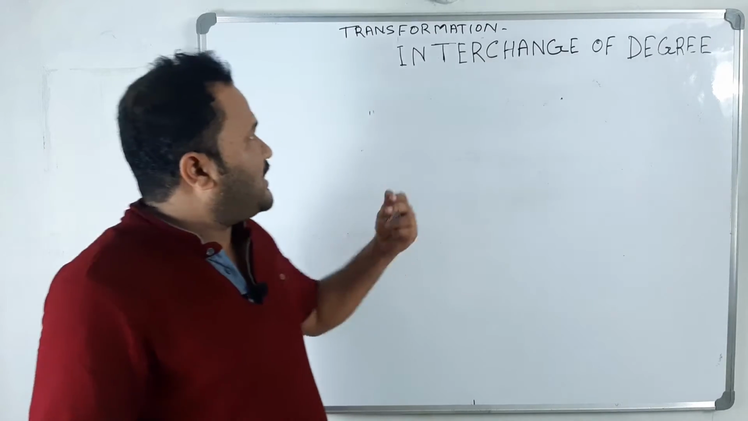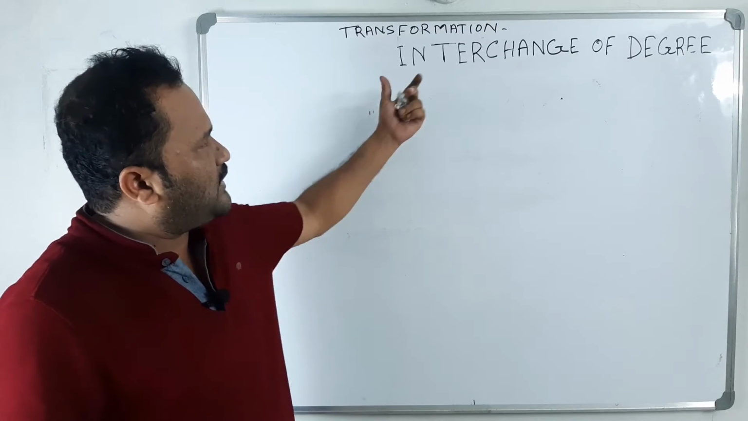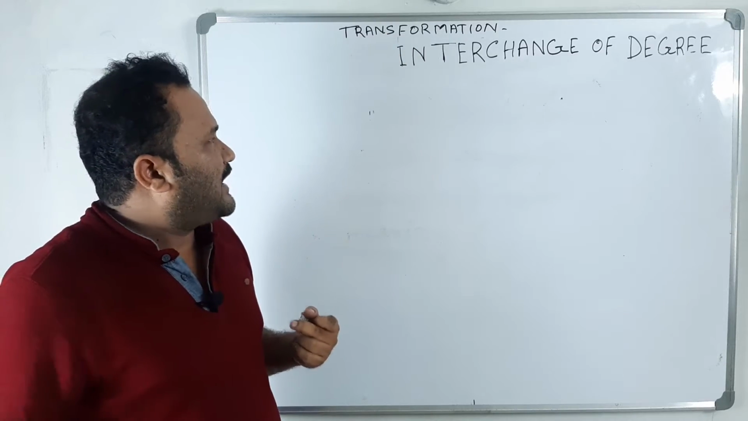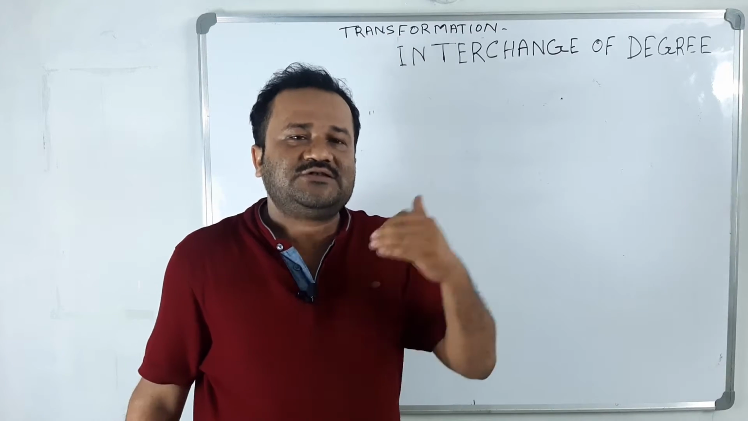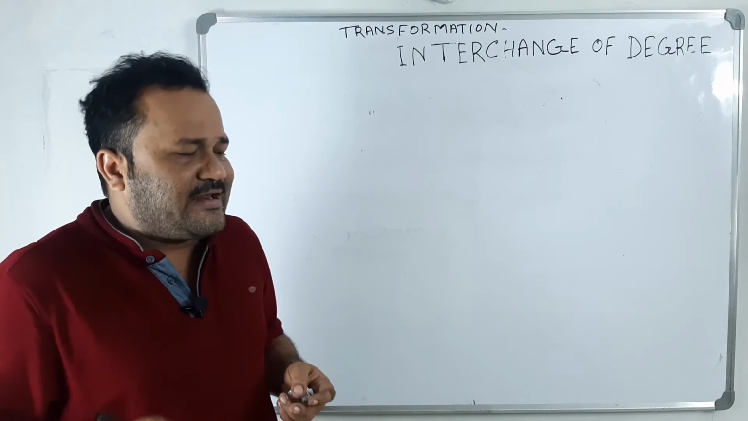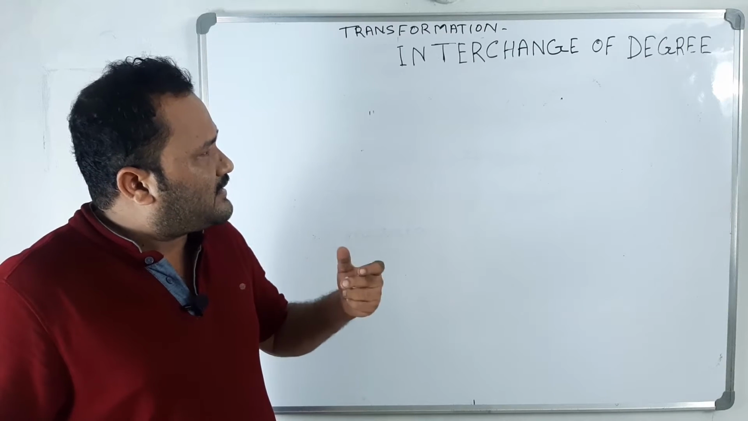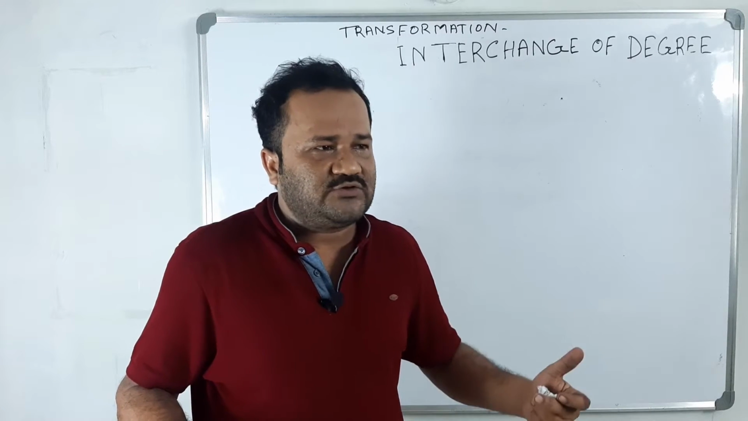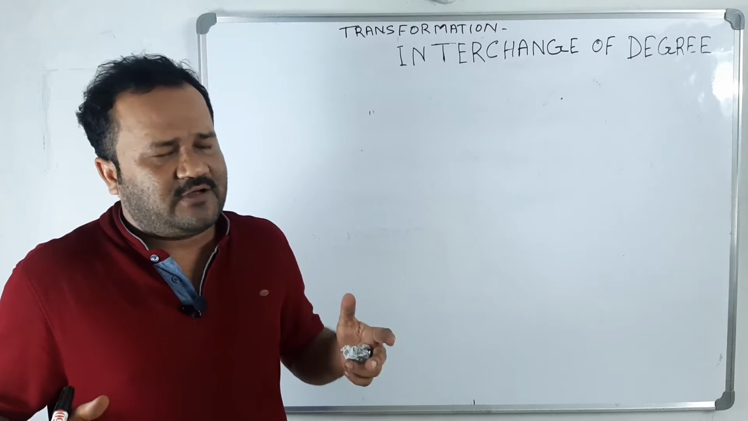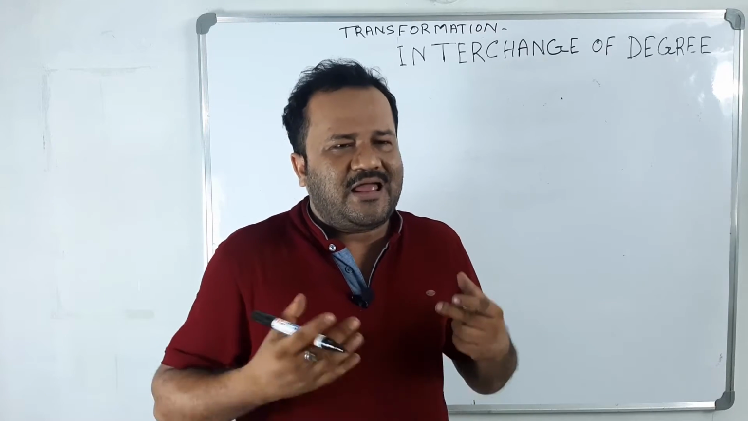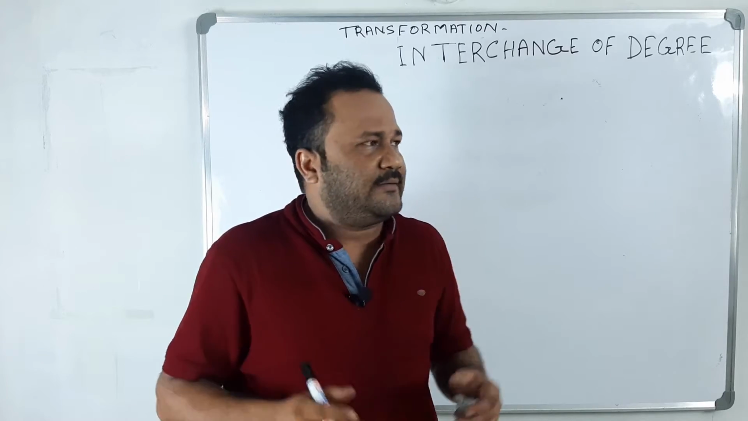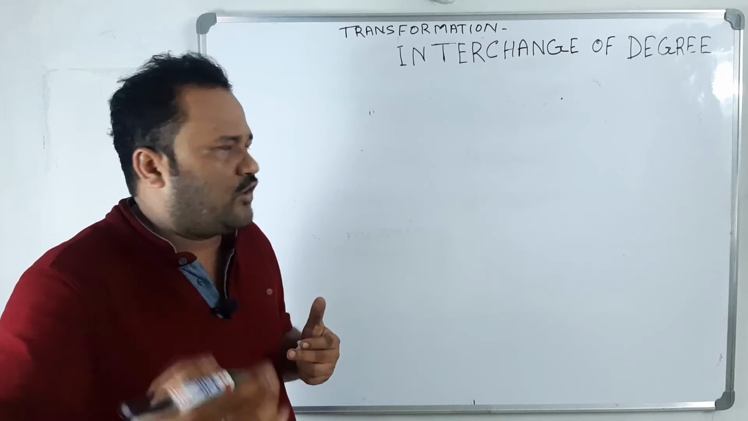Before I start my discussion about the interchange of degree, that is transformation, let's have a little knowledge on degree, or the basic knowledge of degree itself. Now degree, actually we change the degree of adjective. Which one? Adjective of quality. There are so many adjectives of quality, like good, like bad, like sweet, like tall, like big. And you know how to change all those degrees.